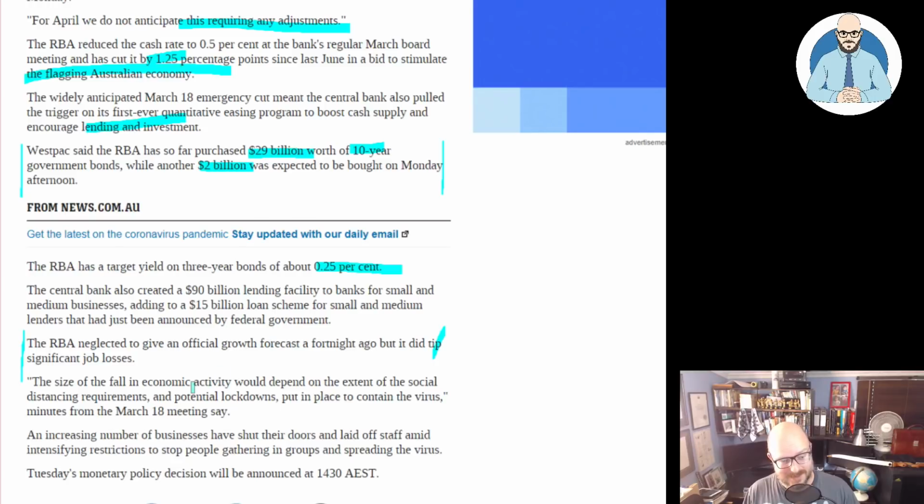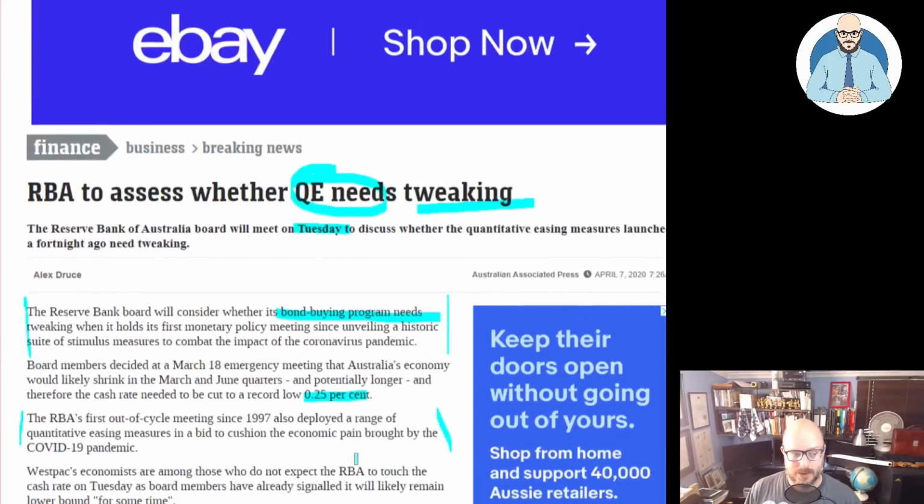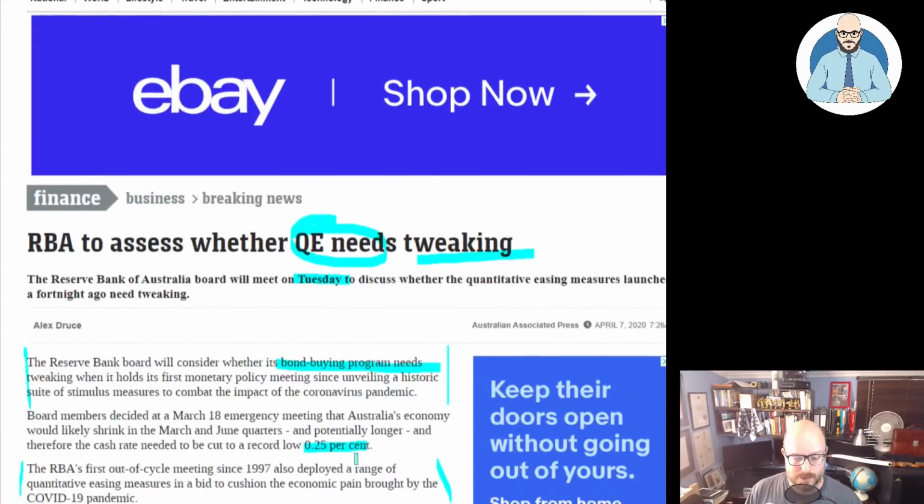The size of the fall in economic activity would depend on the extent of the social distancing requirements and potential lockdowns put in place to contain the virus, minutes from the March 18 meeting said. An increasing number of businesses have shut their doors and laid off staff amid intensifying restrictions to stop people gathering in groups and spread the virus. Tuesday's monetary policy decision will be announced at 2:30 Australian Eastern Standard Time today. So I may do a video on that when that comes out.